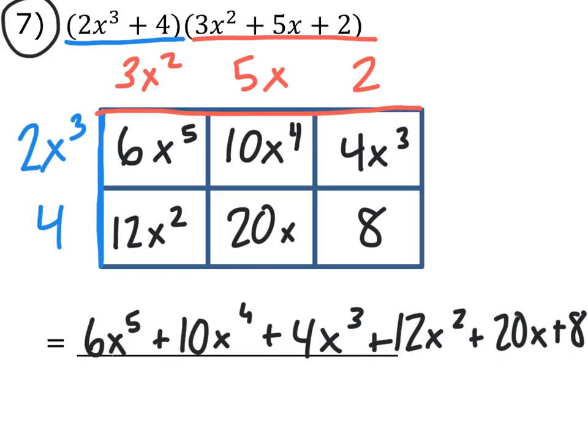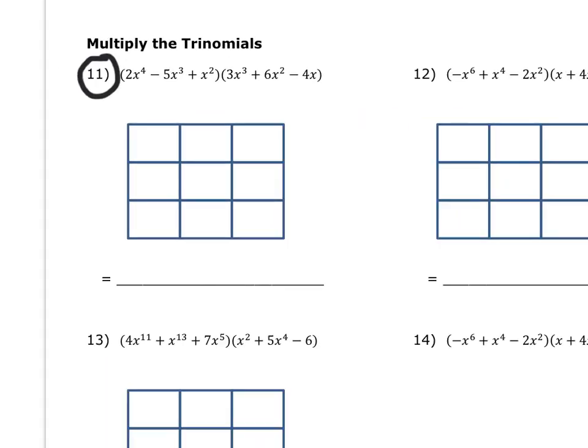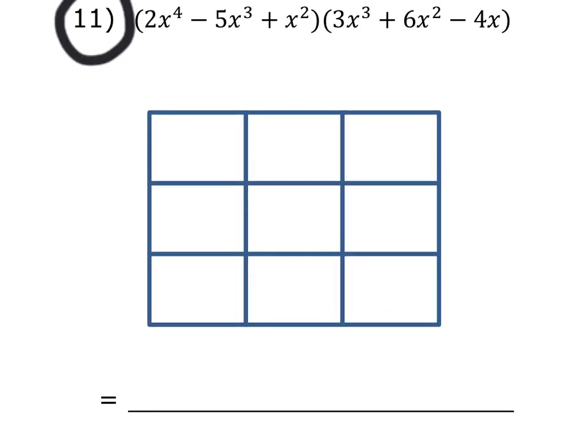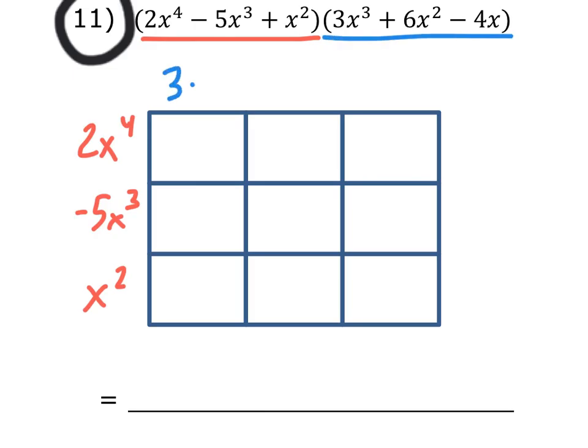Now let's move to the back and do one more. Let's work with a trinomial times a trinomial. Now, there's 3 boxes on the top and 3 on the left, so it doesn't matter which one we put where. I'm going to put this one on the left side, 2x to the 4th, negative 5x to the 3rd, x squared. Remember to keep the negatives with the term that they're on. So then, on the top, it's going to be 3x cubed, 6x squared, and minus 4x.